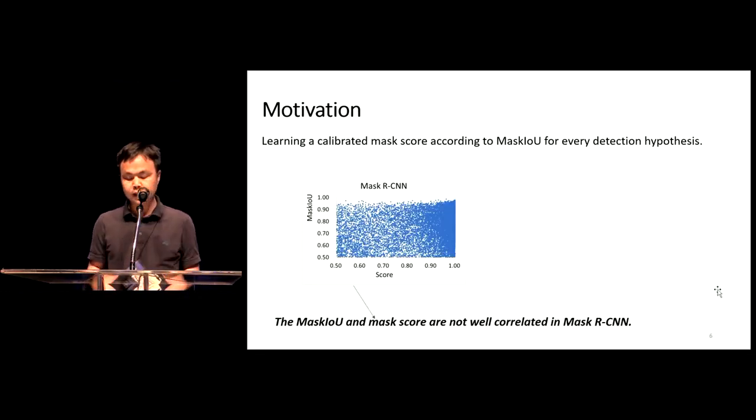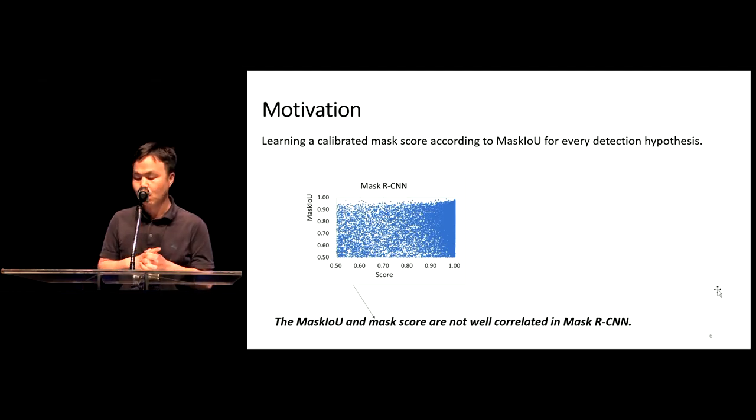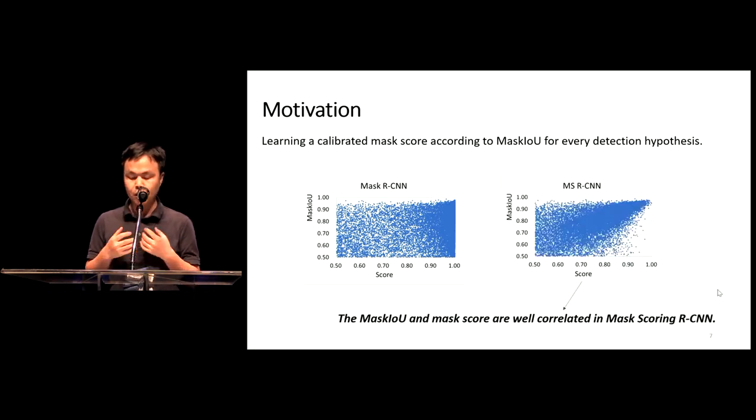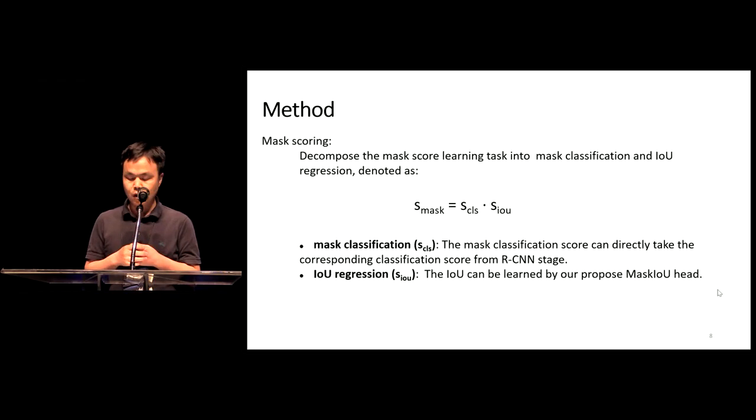Therefore, our motivation is learning a calibrated score according to the mask IoU, as shown in the following figure. Mask IoU and mask score are not well correlated in Mask R-CNN. So our Mask Scoring R-CNN wants to solve this problem. We decompose this problem into two tasks: one is mask classification, the other is IoU regression. For mask classification, it directly uses the classification score from the R-CNN stage. For IoU regression, the IoU can be learned by our proposed mask IoU head.